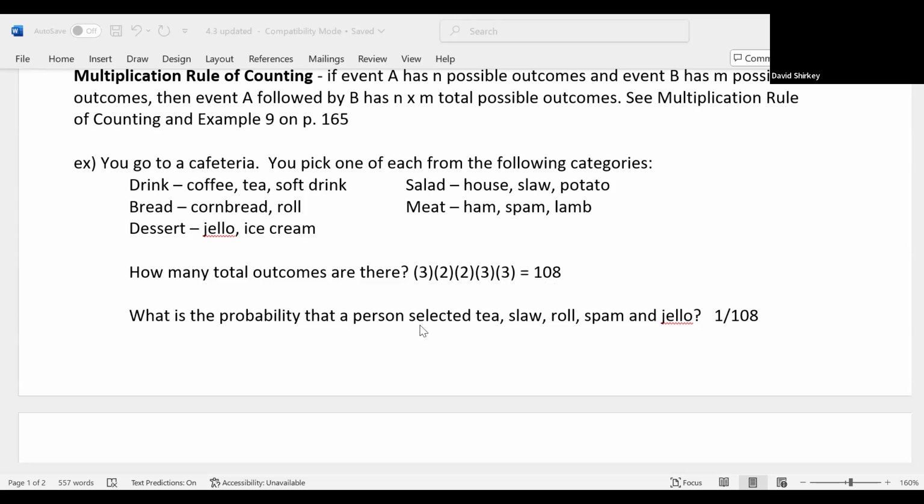So what's the probability that a person selected these particular options? Tea to drink, slaw for the salad, roll for the bread, spam for the meat, and Jell-O for dessert. Well, that's 1 out of that total of 108. 1 divided by 108.